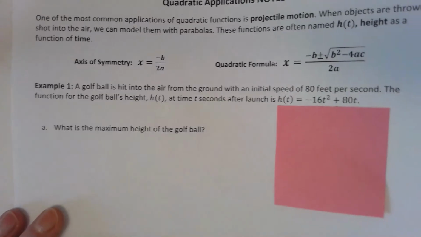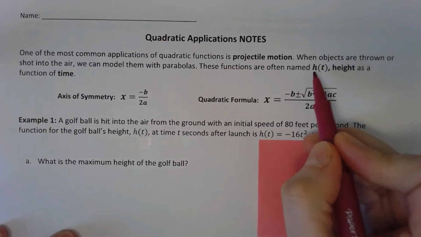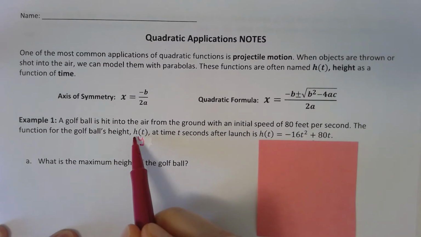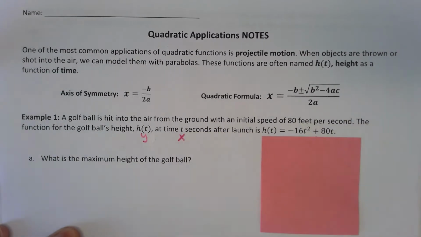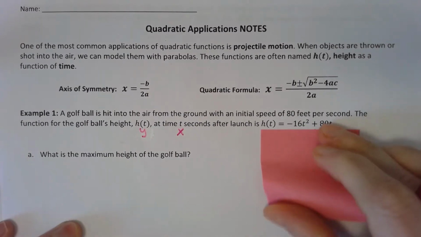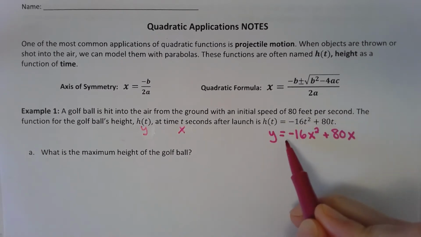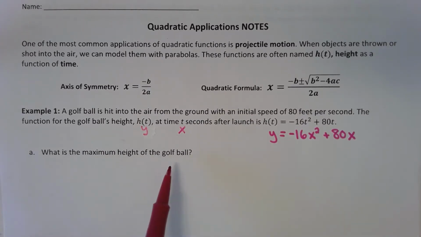Now, the actual question says, what is the maximum height of the golf ball? Okay, now we need to know what this function is actually talking about. They use h of t instead of y just because it's talking about height as a function of time. And instead of using x, they use t because that is talking about time in seconds. So if we were going to rewrite this problem as y equals -16x squared plus 80x, it is the same thing. Okay, so question A says, what is the maximum height of the golf ball?